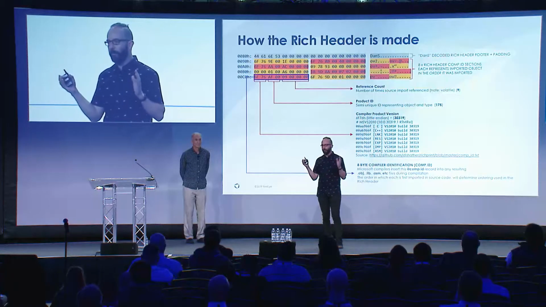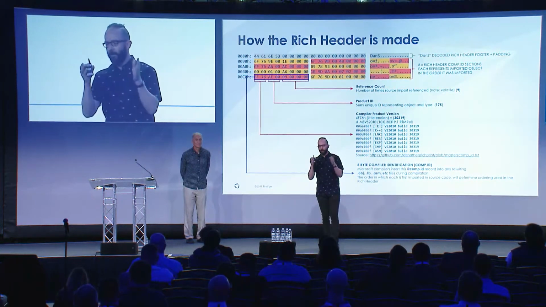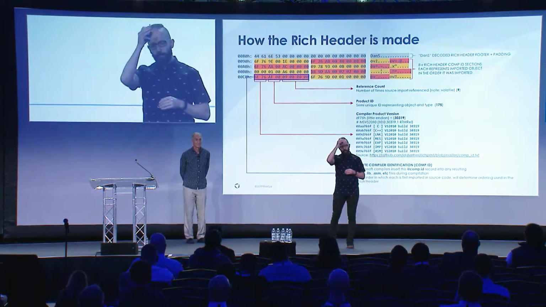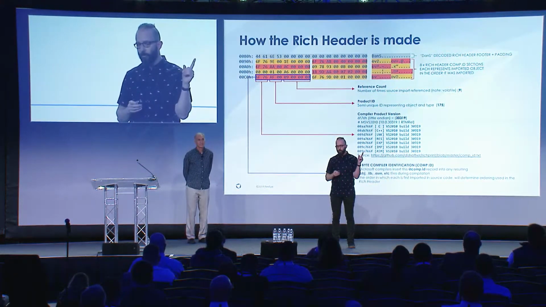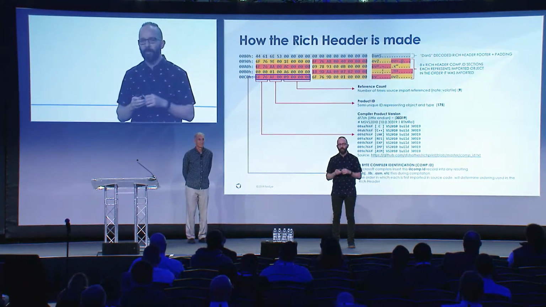And then finally, we have a reference count, which is the number of times that library was actually used within the source code, within the program. And so what we end up with is a fairly unique key of each one of these. Then we combine those, within most executables, they have anywhere from about 1 to 12 or 13 of these. And so that starts to form a bit of a unique fingerprint.